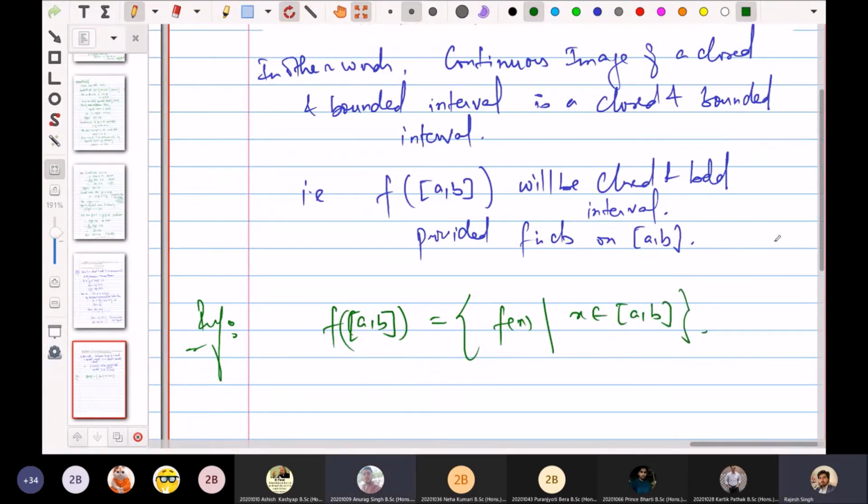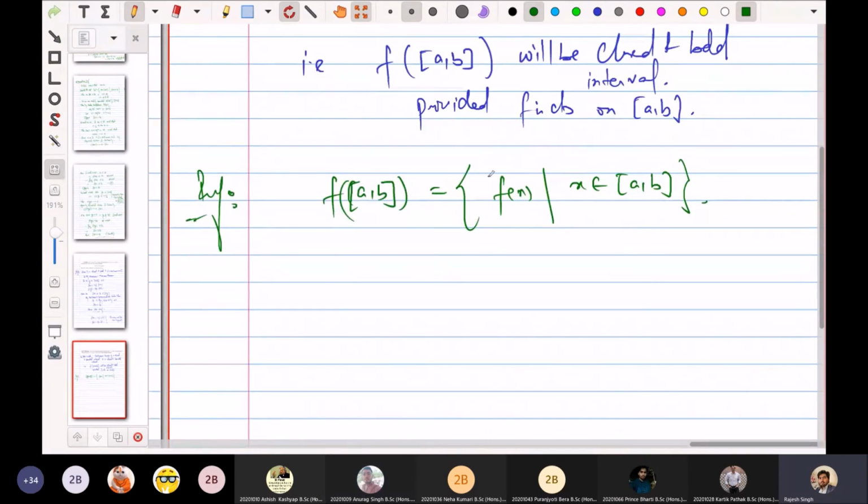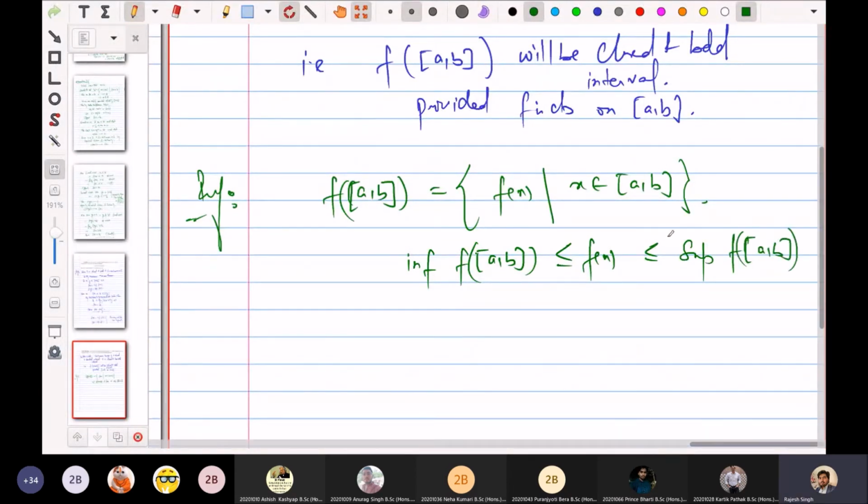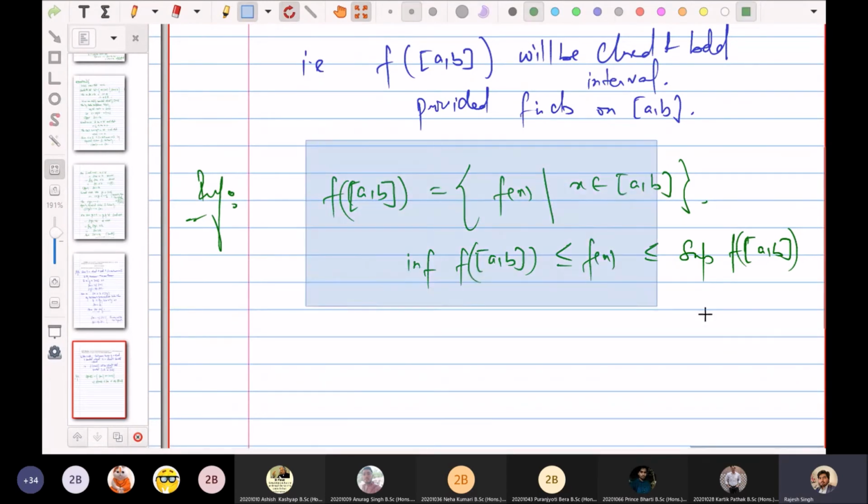So ये वैल्यूज कहाँ पे लाई करेंगे? ये वैल्यू fx कहाँ पे लाई करेगा? सबसे छोटी वैल्यू क्या होगी इसमें? Infimum of f of ab. Right. And this is fx. This is supremum of f of ab. ठीक है? So basically ये यही इंटरवल हो जाएगा, infimum और supremum वाला. So यही प्रूव करेंगे हम. ठीक है?